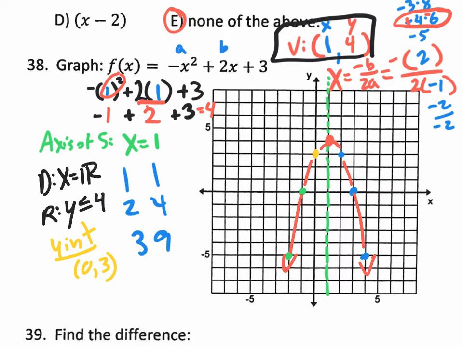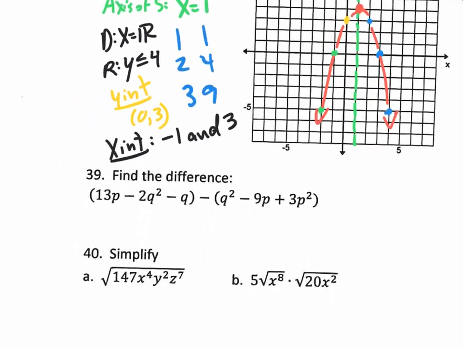What else could we say? How about x-intercepts? Do we have nice x-intercepts right here? 3 and -2. No, -1. Negative 1 and 3. Yep, those are the 2 x-intercepts. Beautiful. All right, let's move on.